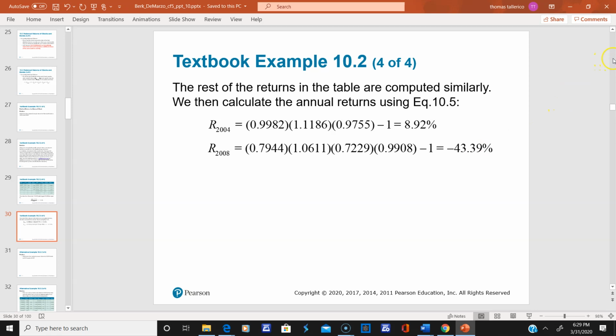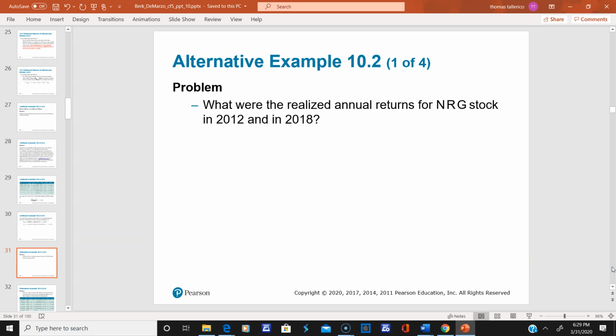So that's how you simply get that. So again, if you have any questions on that, please feel free to call me or email me. All right. The math gets a little cumbersome in this chapter. All right. So here's another example for NRG stock in 2012 and in 2018.